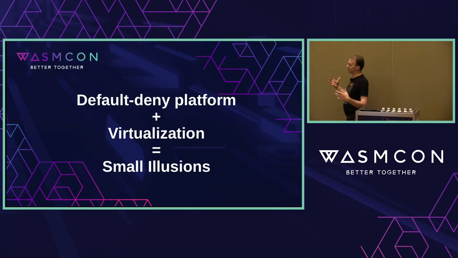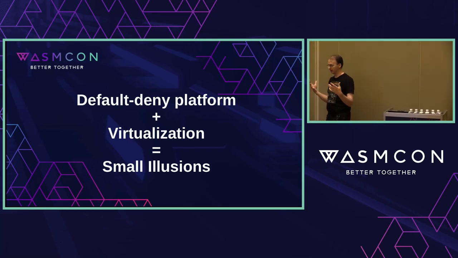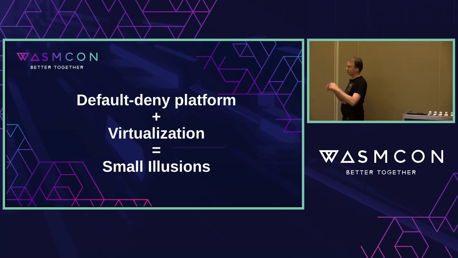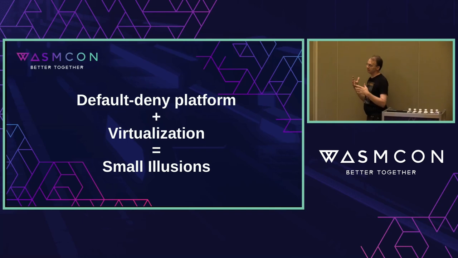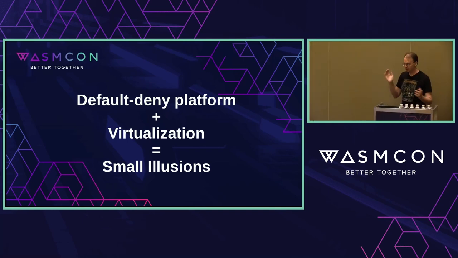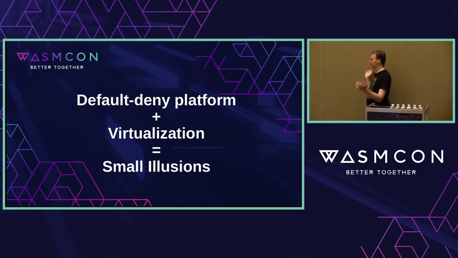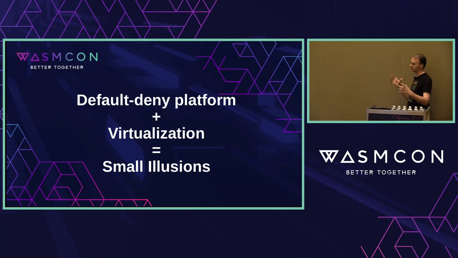One last thing: we come from the 70s where everything was default allow because they hadn't invented the internet yet, and security wasn't something they thought about in the same way that we think about today. And so we have a default deny platform, because today we're going to use the principle of least authority. We're not going to give you the entire world, where you can read whatever files you want in the system and look at whatever is going on. We're going to give you just the things you need. And then when we virtualize that, we get small illusions. We don't have to virtualize as much. There's much less stuff that we have to present to you to make sure that you can run in a virtualized way.